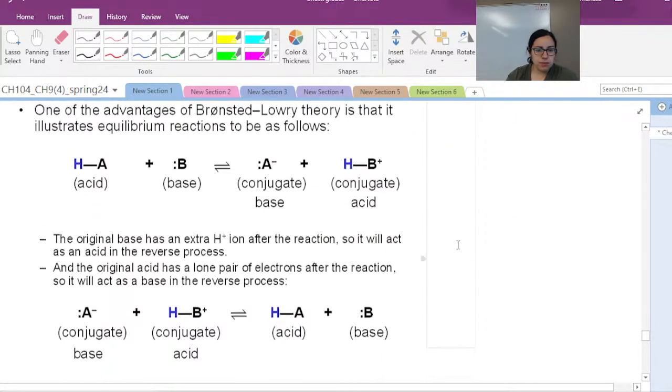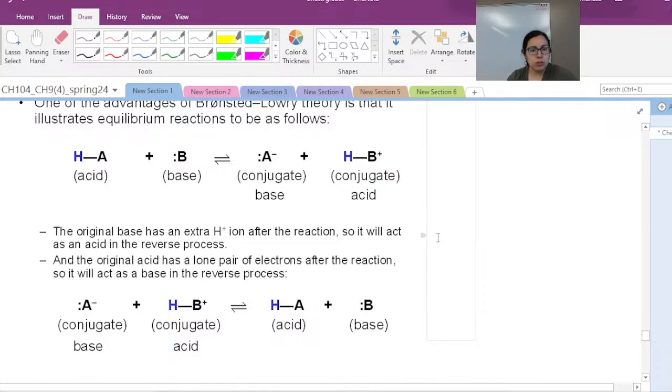And so that's what's nice, being able to show the acid, the base, the conjugate base, and the conjugate acid as well.